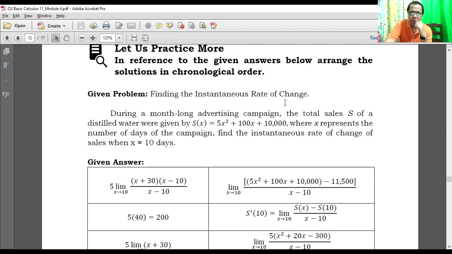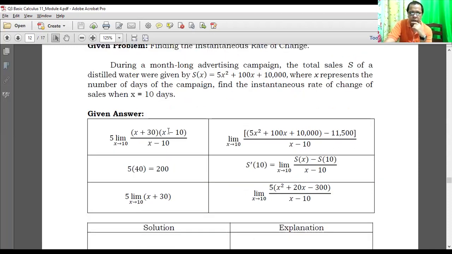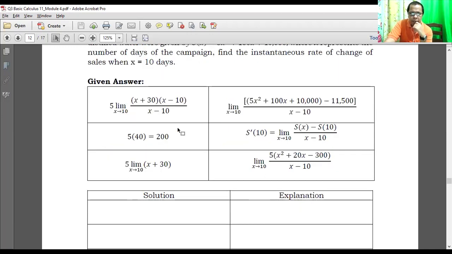Example of application. So during a month-long advertising campaign, the total sales of a distilled water were given by S, function of X, is equal to 5x squared plus 100x plus 10,000, where X represents the number of days of the campaign. Find the instantaneous rate of change of sales when X is equal to 10 days. Okay, so given answer.